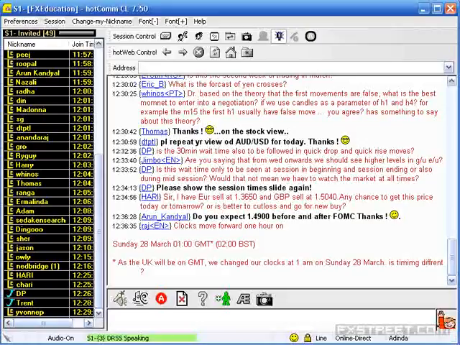Is this wait time only seen at the session beginning and the session end, or I think he is referring to gap time, also during mid-session? Would that not mean that we have to watch the market at all times? Okay, he refers to wait time only.